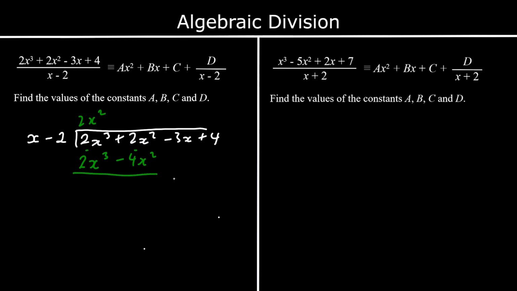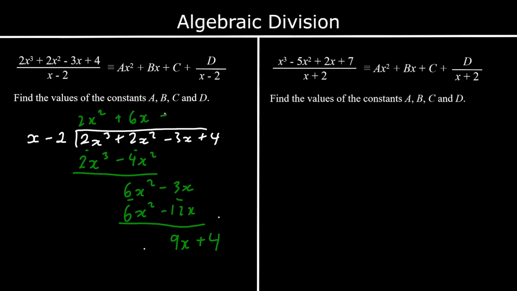2 plus 4 is 6. And bring down the next term. 6x squared over x, 6x, times by 6x, 6x squared minus 12x, take away. Negative 3 plus 12 is 9. Bring down the next number.